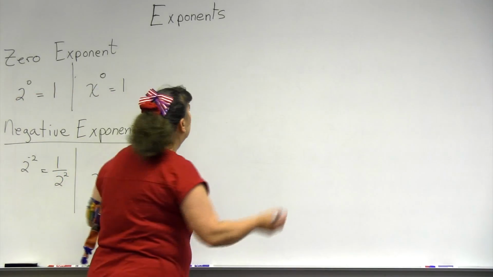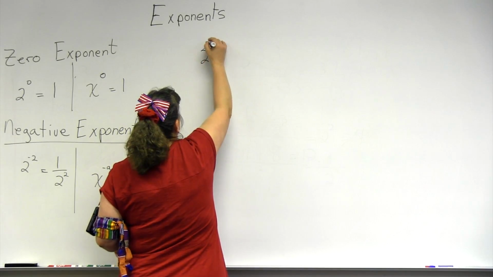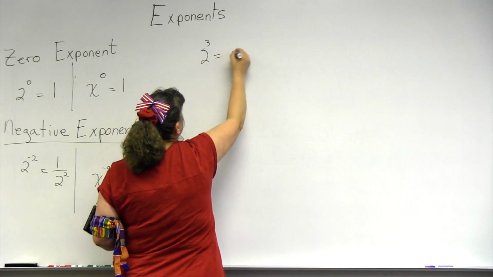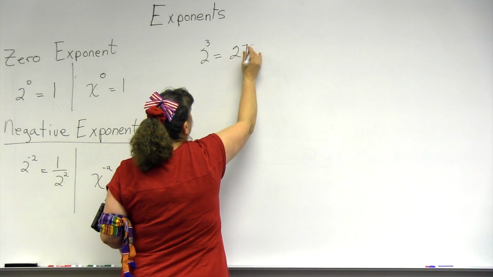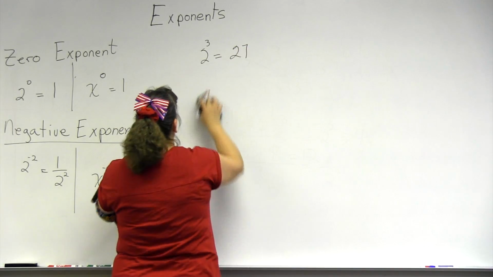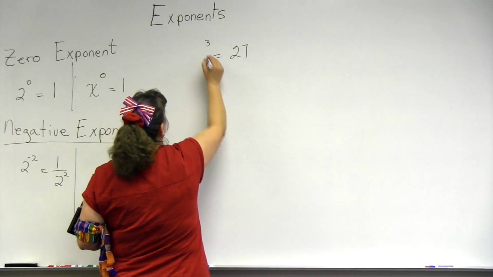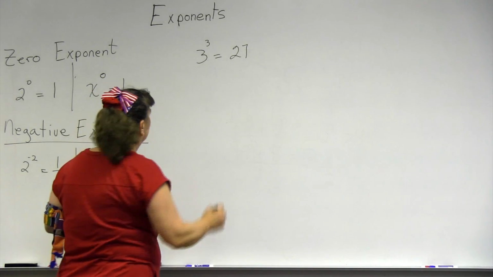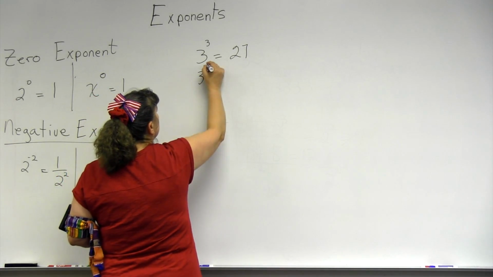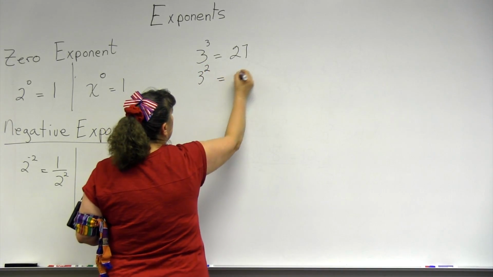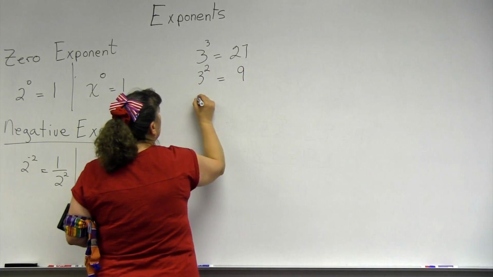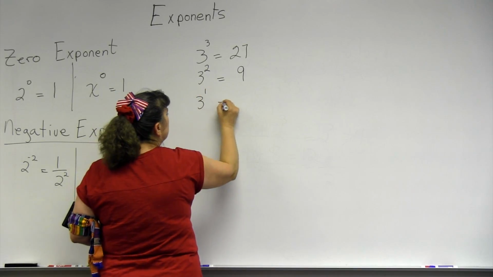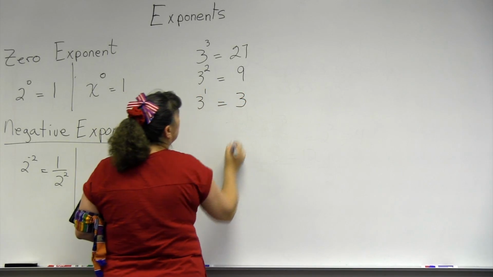Well, let's start with 2 to the 3rd power. That equals 27. No, I'm thinking 3. We'll do 3. I started that way. Let's do 3. 3 to the 3rd power is equal to 27. Okay? 3 to the 2nd power is 3 times 3, which is 9. 3 to the 1st power is one of those 3's, and that's 3.